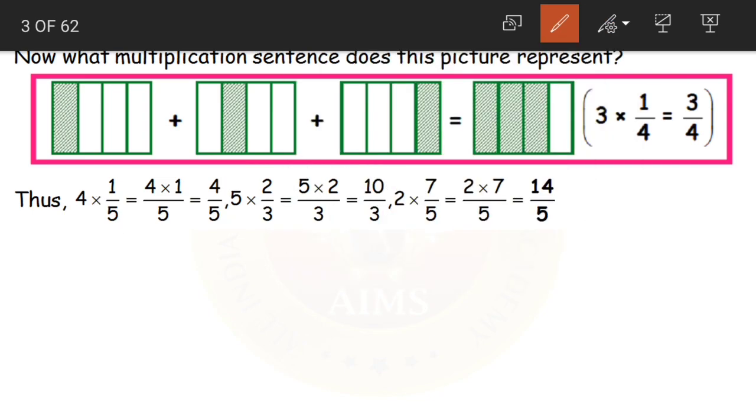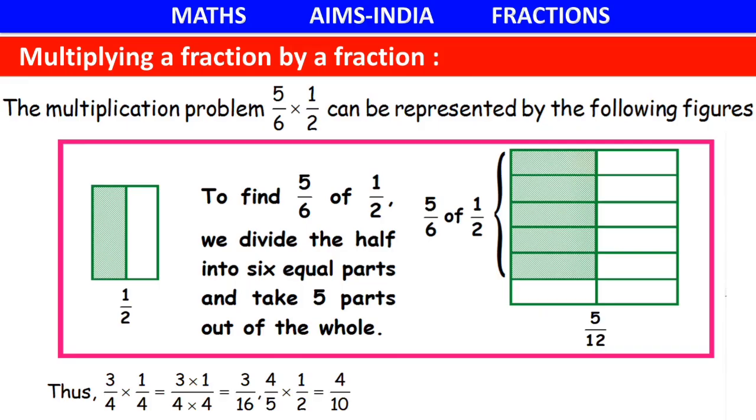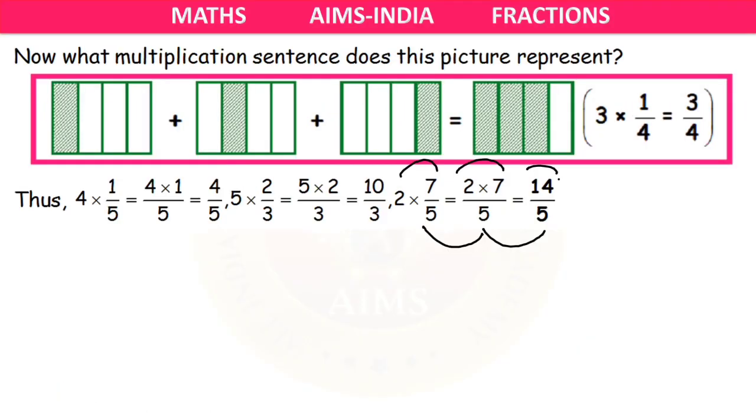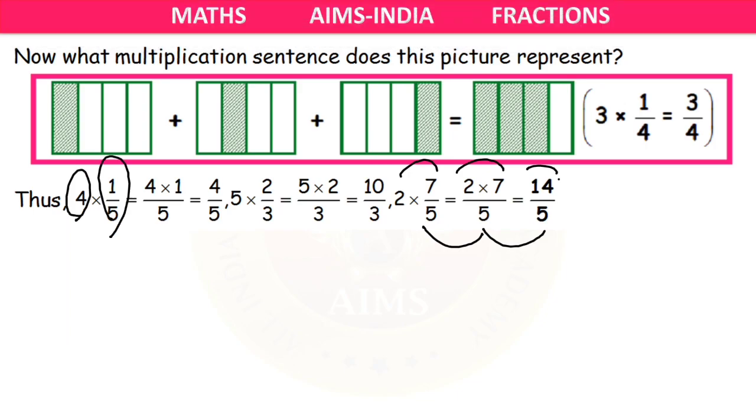Yes students, moving on to the last example. 2 7s are 14. Now we are having the denominator 5 which is written as it is. Yes, this was about multiplication of what? Multiplication of a whole number and a fraction.